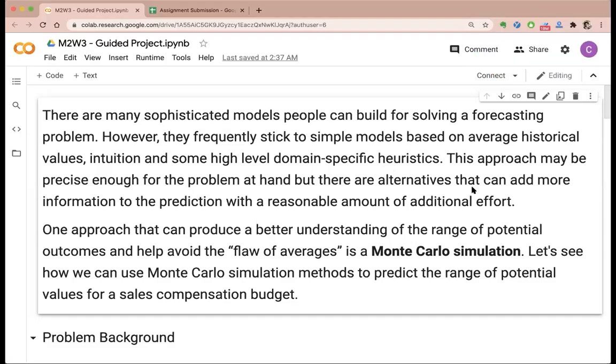So let's start with today's problem statement. What project do we have? The context says there are many sophisticated models people can build for solving a forecasting problem. However, they frequently stick to simple models based on average historical values, intuition, and some high-level domain-specific heuristics. So, what this talks about is a forecasting problem.